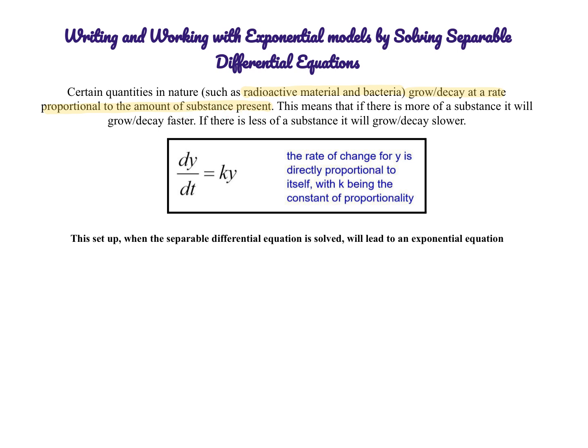So that means, for instance, something that has more of a substance will grow or decay faster, and something that has less of a substance will grow and decay slower. So it's saying that the rate of change is not constant, it's proportional to the amount of material. So typically we'll start with something like this. So dy dt equals ky.